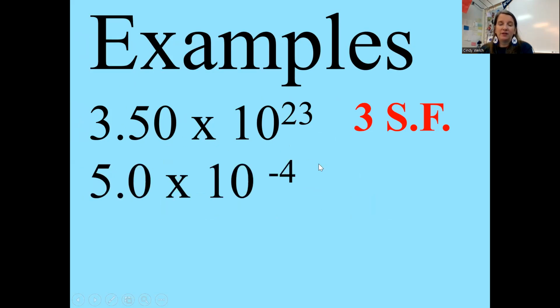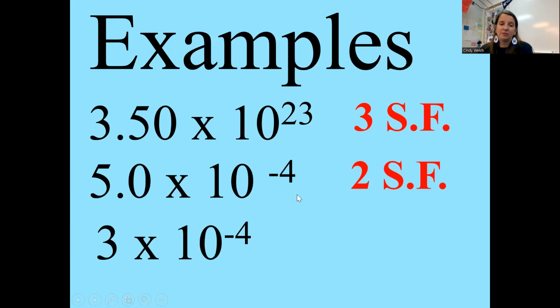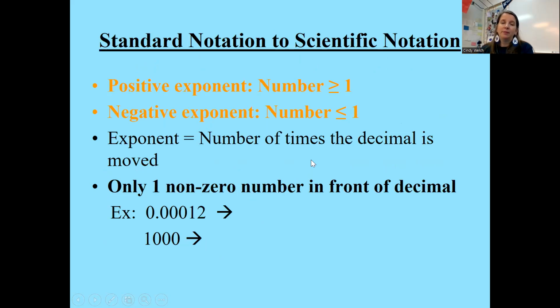When we have 5.0 times 10 to the negative 4, that one has 2 significant figures because that's what's in front of the times. And then we've got 3 times 10 to the negative 4, so that one only has 1 significant figure. You want to remember that if you have a positive exponent, that means you have a very large number. That number is greater than 1. Negative exponents mean that they're very small numbers, and our number is less than 1. The number of your exponent is how many times the decimal point was moved.